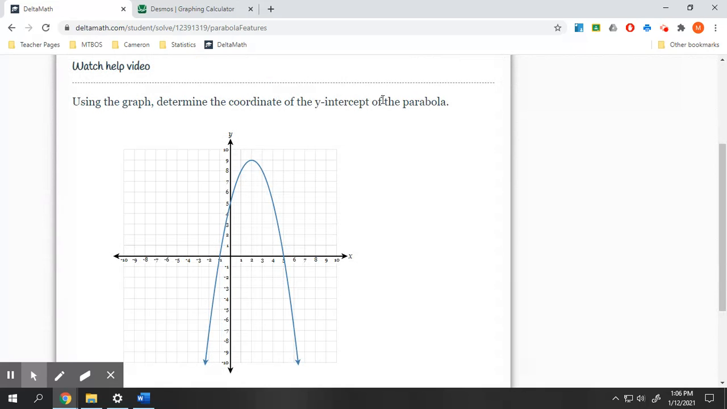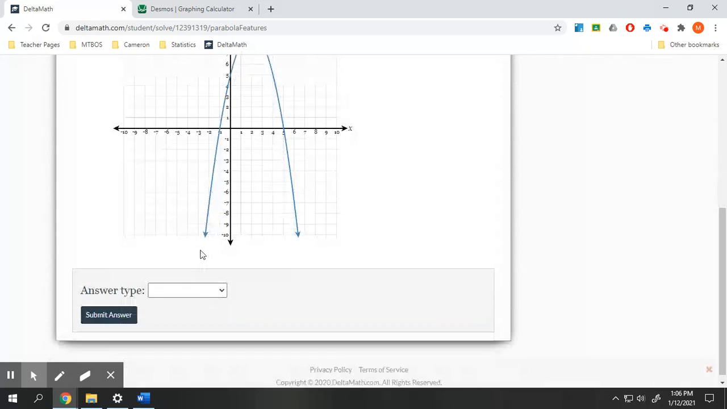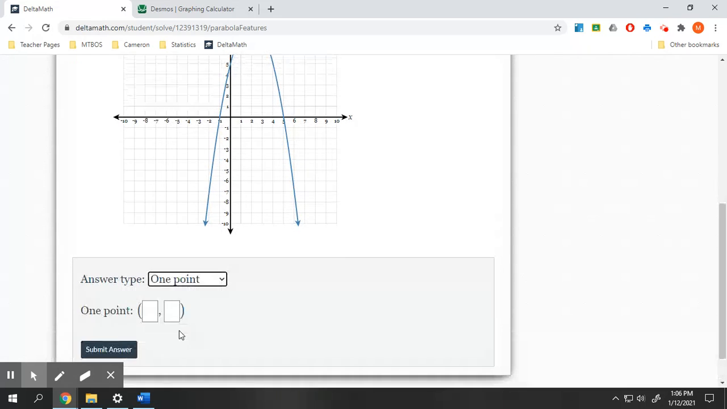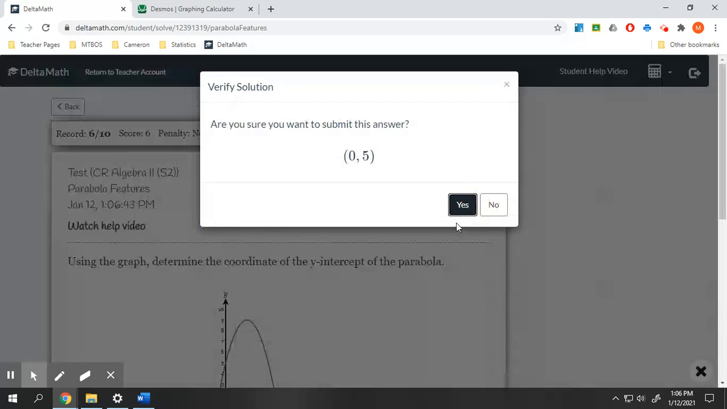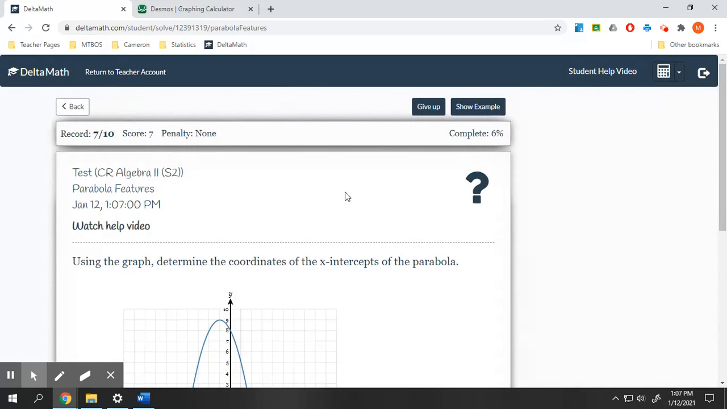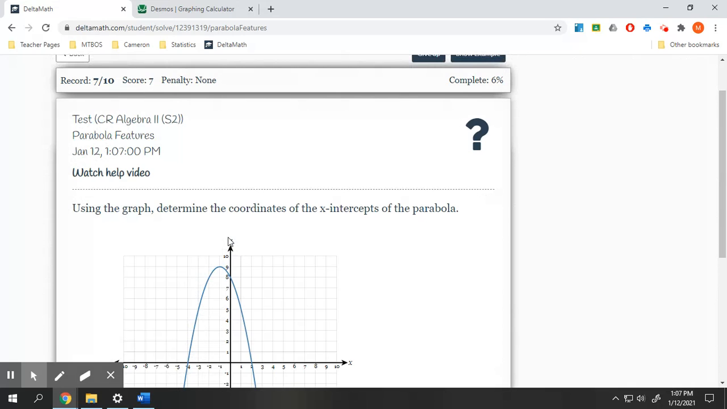Determine the coordinate of the y-intercept of this parabola. Well, the y-intercept here, that is (0, 5). We went left, right, nothing. We went up 5. So my solution here is 1 point, and it is (0, 5). So you should have enough information on how to complete this. It'll ask things about axis of symmetry. It might ask things about roots, vertex, y-intercept, and you should have plenty to go off of from there.